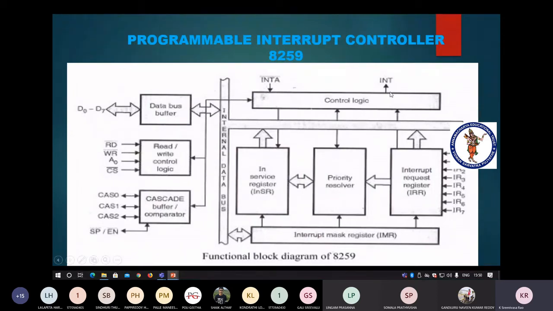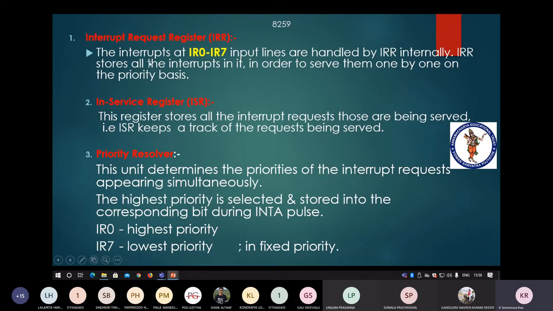Then it decides whether it can request the processor or not. Based on this information, it sends the INT pulse to the processor. If the processor is ready, it accepts, sends INTA bar, and then provides the service. So this is about the series. The interrupts at the IR0 to IR7 input lines are handled by the IRR internally. The IRR stores all the interrupts in order to serve them one by one on a priority basis.